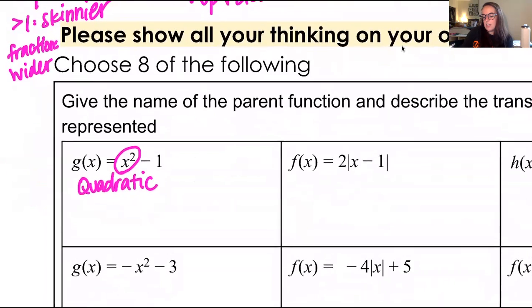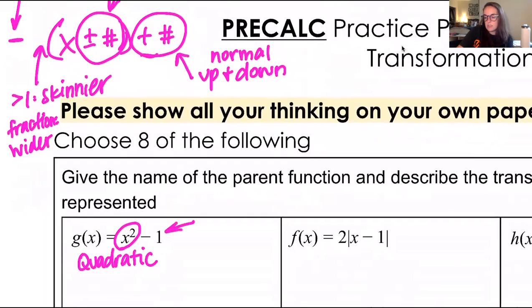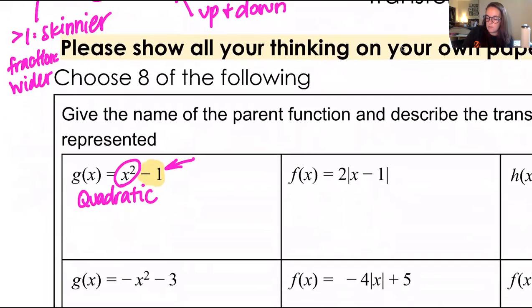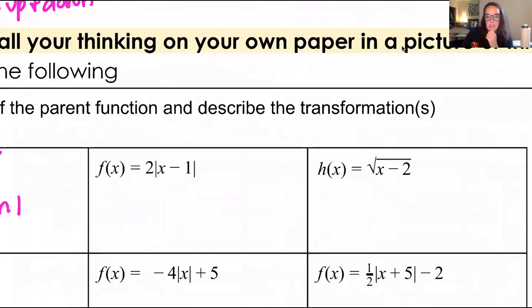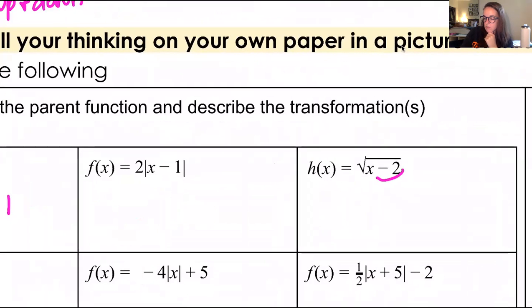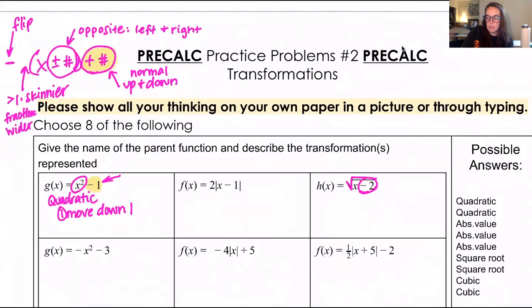So if I see a -1 out here, this is like this portion of the graph, and that's moving normal, up and down. So in this case, we would say the transformation is move down 1. That's different than, say, this -2. This -2 is inside of the square root with the x, so that's like being inside here. So it's going to be the opposite. It's moving left and right.